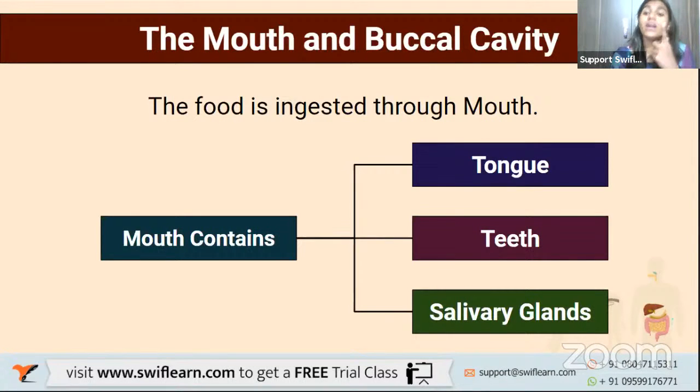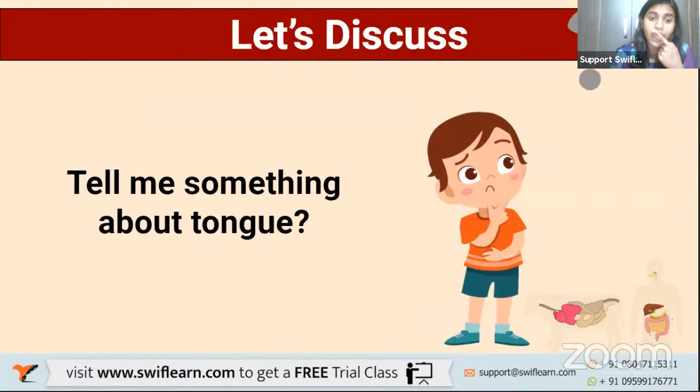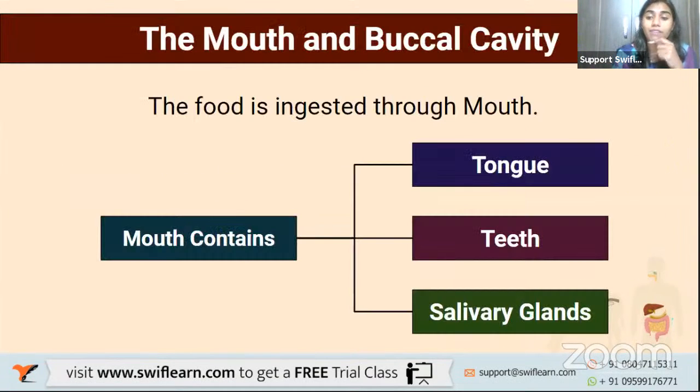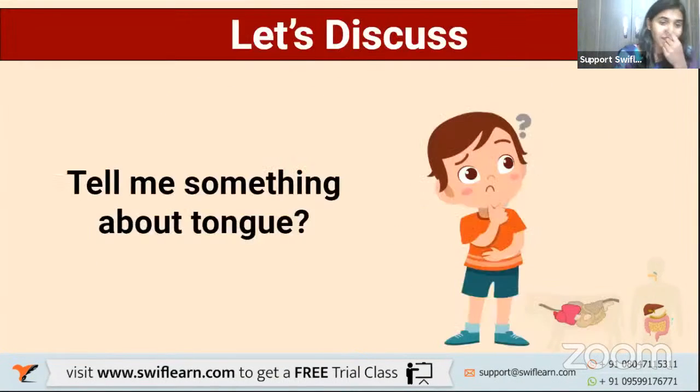Now, tongue. What does your tongue do? Tongue is a muscular organ which will help the food to mix with the saliva. Tongue will help in mixing food with the saliva. Then you have your salivary glands. Salivary glands will produce saliva. Saliva has an enzyme called salivary amylase, which helps in digestion of carbohydrates.